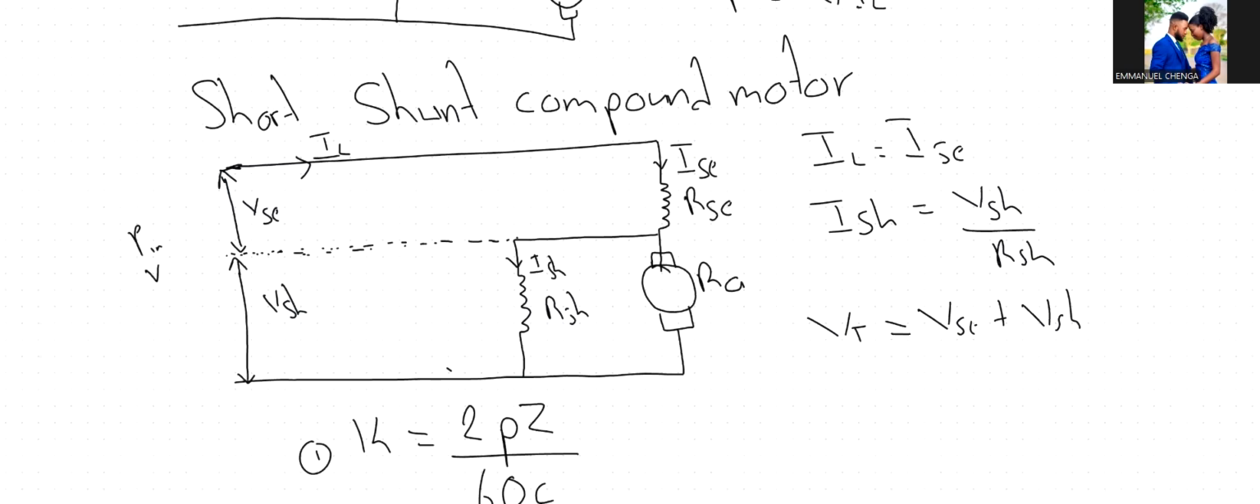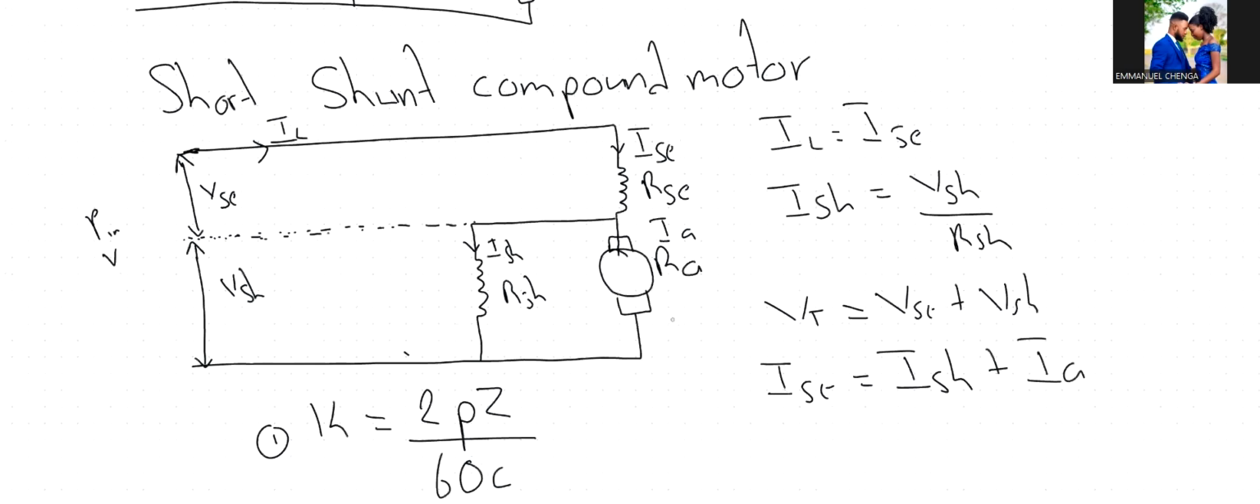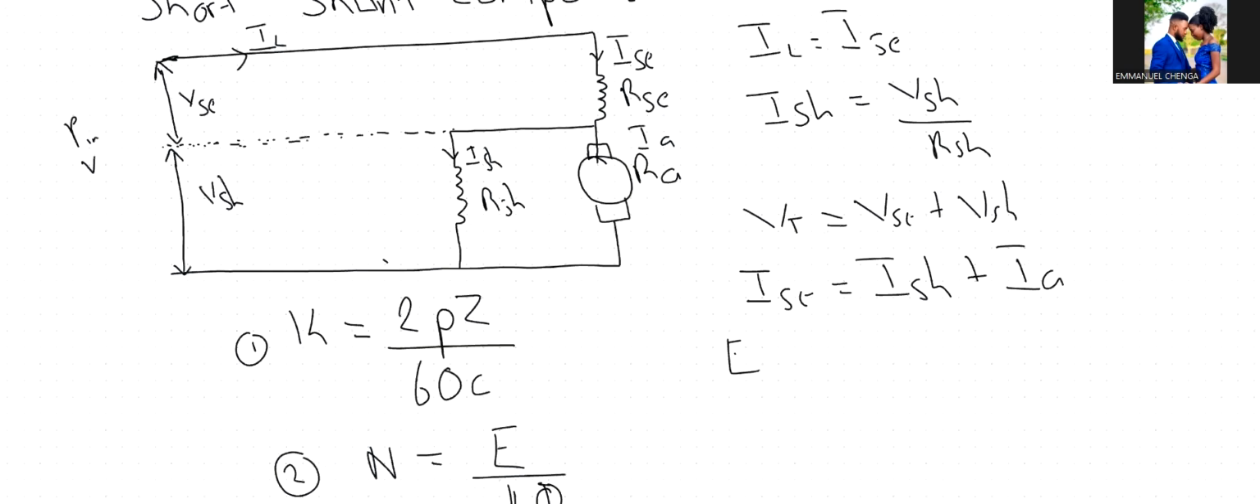Okay, and then let's also check with our current. So remember here you have A, so you have I series coming in, hence I can say I series is equal to I shunt plus IA, and your formula to calculate your EMF will be E equals V minus IA RA, and then minus I series R series.